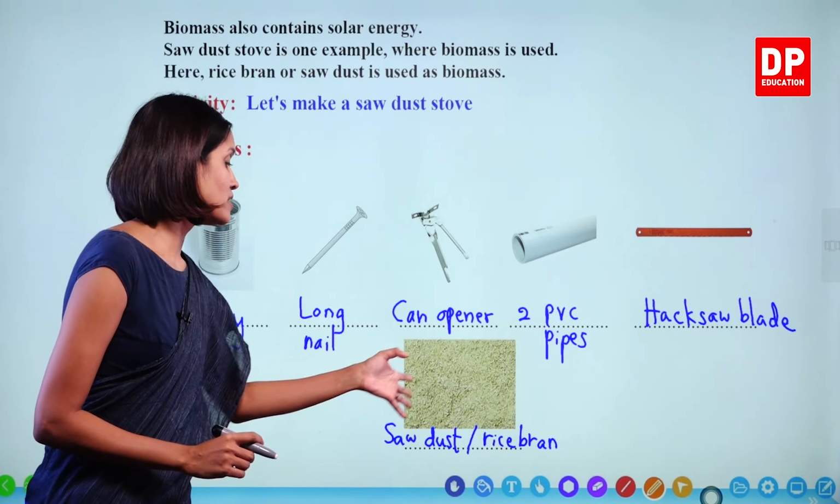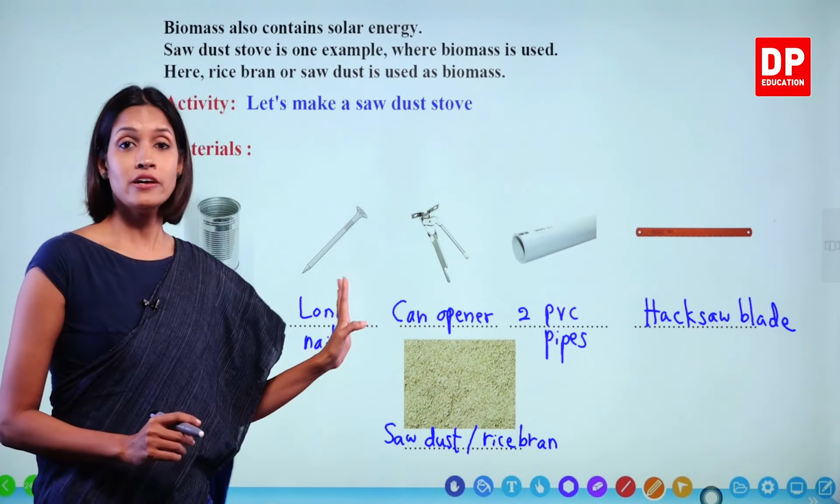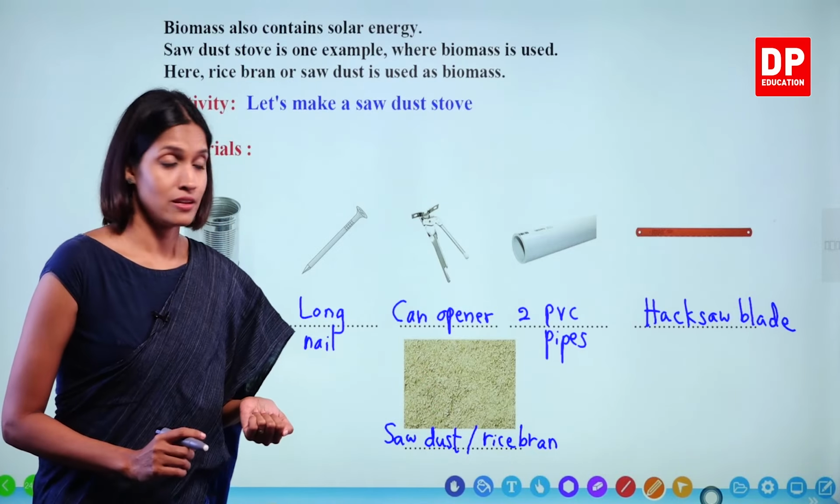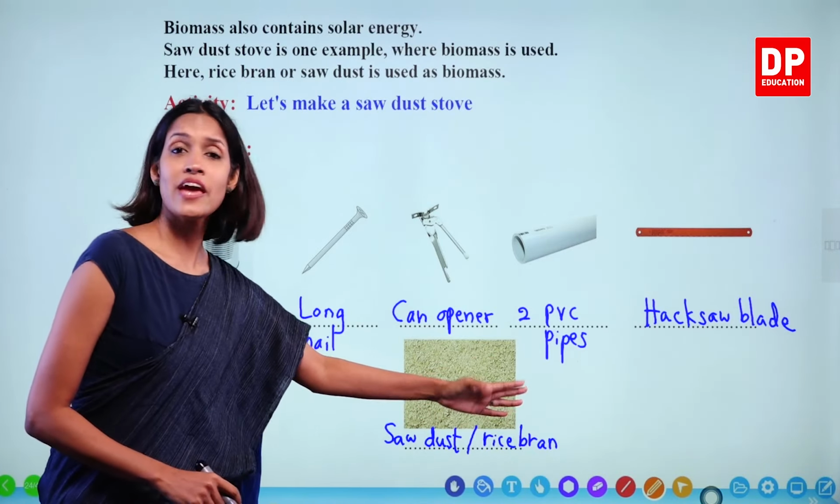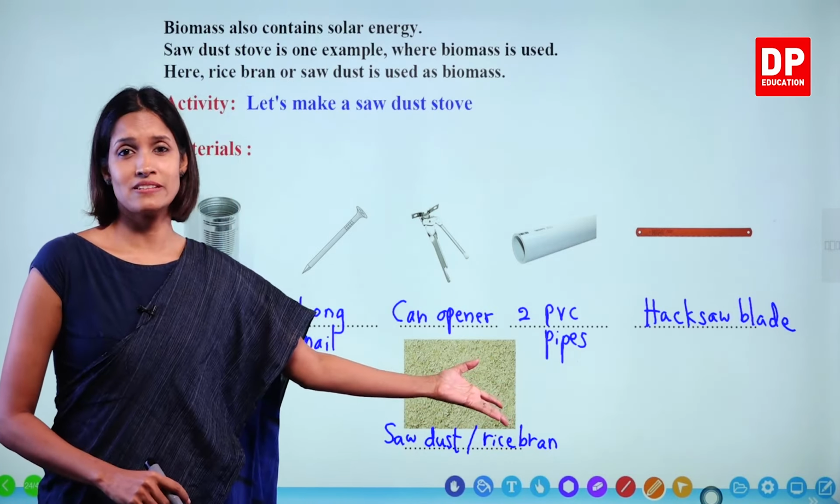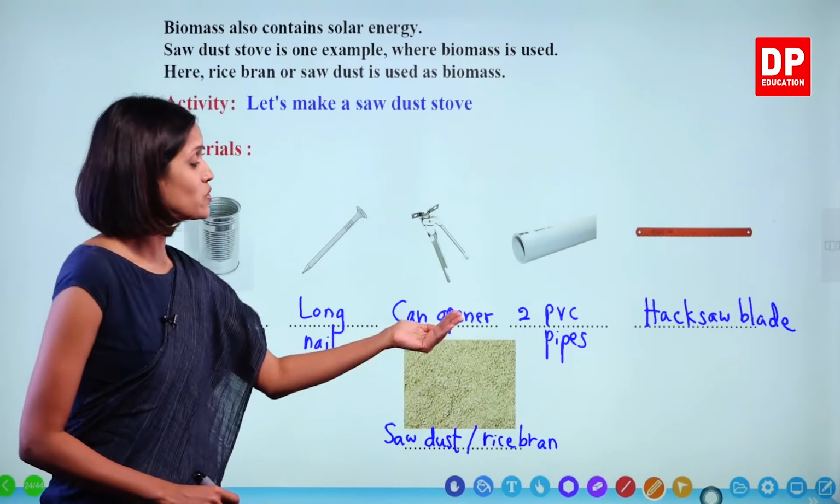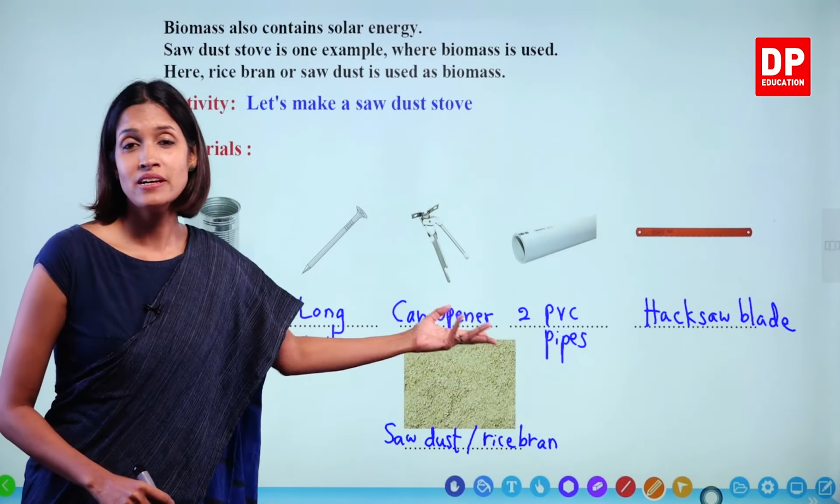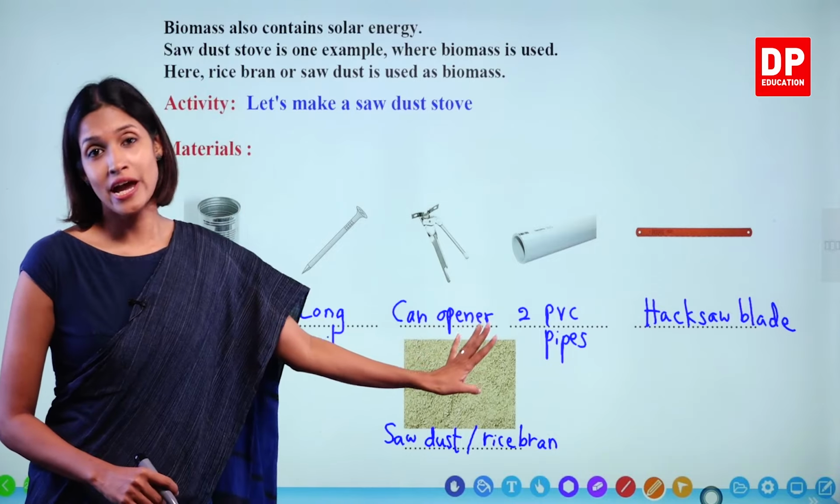So you can find them easily. Sawdust can be found in wood mills. Right? They are waste materials of this. In wood mills, this sawdust is a waste material. Rice bran can be found in grinding mills, children. When it comes to grinding mills, this rice bran is a type of waste material. So, you can easily find sawdust and rice bran from these wood mills or grinding mills.